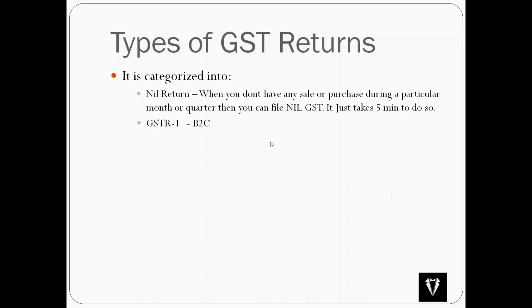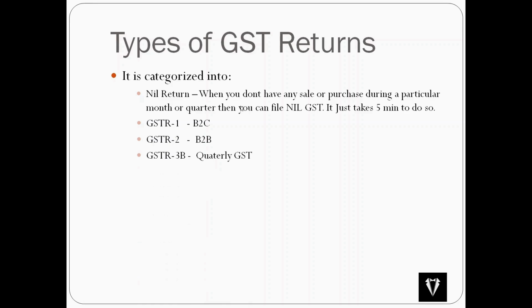Okay. So the types of GST returns: first thing is the nil return. How to file a nil return? We will show you how you can file a nil return. Then we have GST R1, that is for B2C customers. If there is a sale from business to customer, then you have to file GSTR-1. If it is business to business, then you have to file GSTR-2, and then cumulatively you have to file a quarterly GST, that is GSTR-3B.